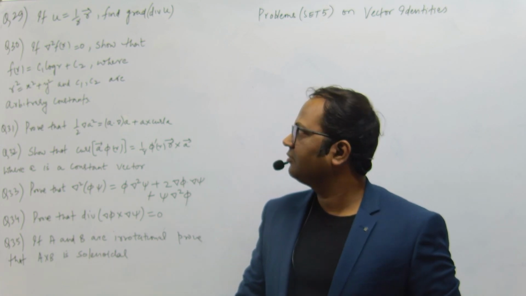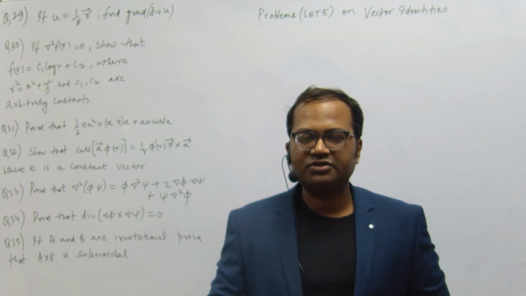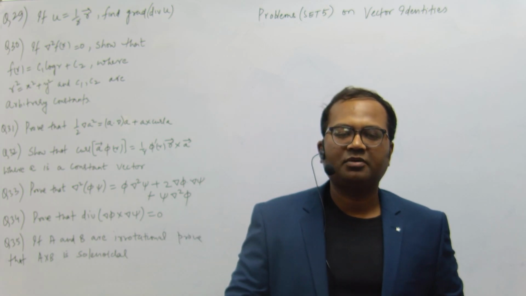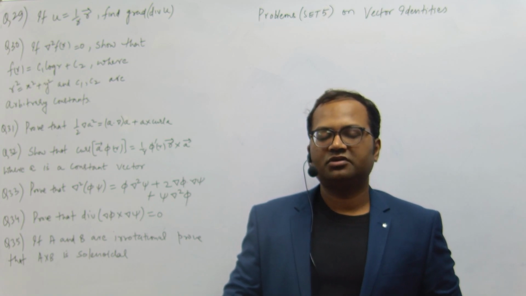In the last lecture we have discussed up to question number 28. So I will discuss question number 29 onwards in this particular lecture. Basically we are discussing the problems on the vector identities. Okay, so let's start our discussion.